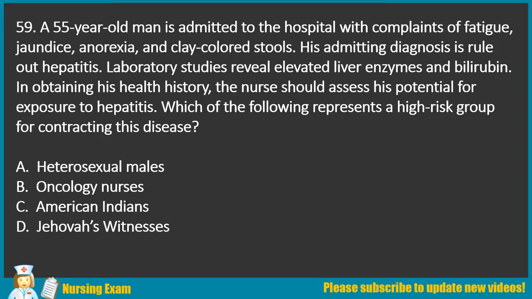In obtaining his health history, the nurse should assess his potential for exposure to hepatitis. Which of the following represents a high-risk group for contracting this disease? A. Heterosexual males. B. Oncology nurses. C. American Indians. D. Jehovah's Witnesses.